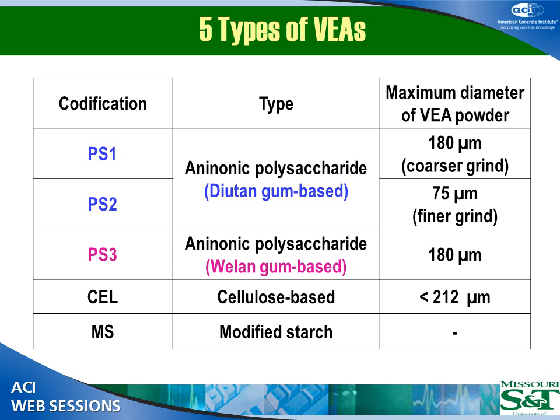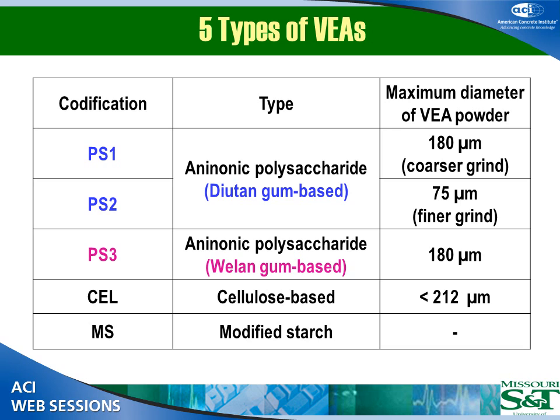So the first part of the study, which is the main part of my presentation, is we're looking at different types of viscosity enhancing agents. In the industrial chair, we have many chemical admixture companies, and we looked at different VMAs. So 5 of them, I'm calling them here polysaccharide 1, polysaccharide 2. Both of them are diutan gum, but they have different maximum diameter. The PS1 is coarser than PS2. So this is a finer grind.